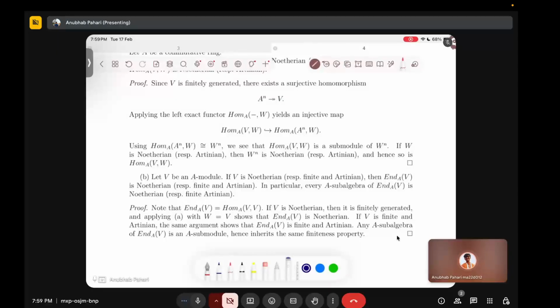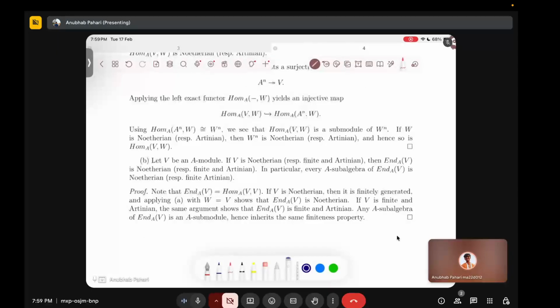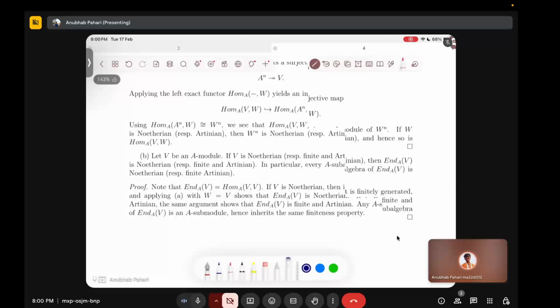But anyway, you need to go through this. Applying the left exact functor yields an injective map, and using that Hom(A^n, W) is isomorphic to W^n, we see that Hom_A(V, W) is a submodule of W^n. If W is Noetherian or Artinian, then W^n is also Noetherian or Artinian, and hence so is Hom(V, W).